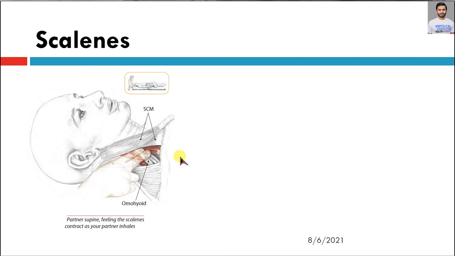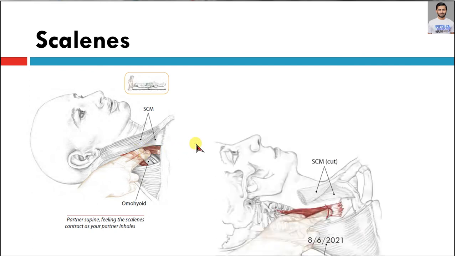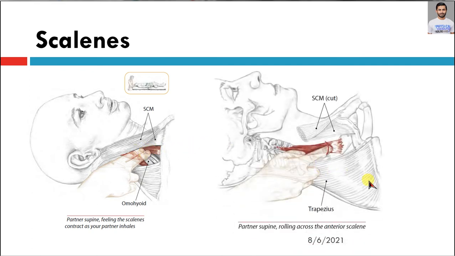Now in this picture, the therapist is trying to find the scalene muscles, especially if you run your fingers from the sternocleidomastoid all the way back. You will find the omohyoid muscle, and deep to the omohyoid muscle you will find the scaleni muscles. So again, anterior to the upper trapezius, you will find the scalene muscles.